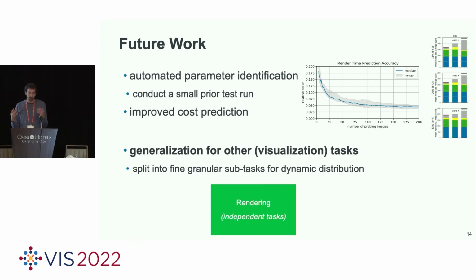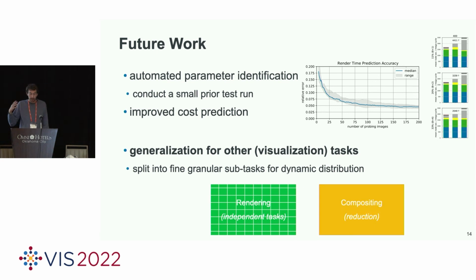Crucially, note that while in this work we tackle the generation of cinema image databases, our technique is generally applicable to in situ visualization settings that can be split into many small tasks for dynamic distribution, potentially also requiring additional communication. The image database generation considered in this work demonstrates benefits for a combination of a large number of independent tasks, so this is image rendering tasks, as well as reduction tasks, so the compositing of partial results.